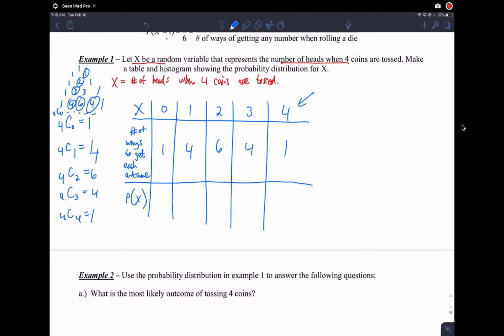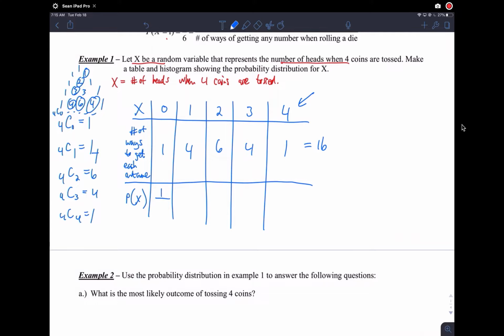Well, the probability of getting 0 heads is one way to get 0, but what is the total number of outcomes I can have? If I toss 4 coins and I get 0 heads, 1 head, 2 heads, 3 heads, 4 heads, what's the total number of outcomes I can have? Well, we've listed every single possibility for outcomes, and if you add that all up, you get 16.